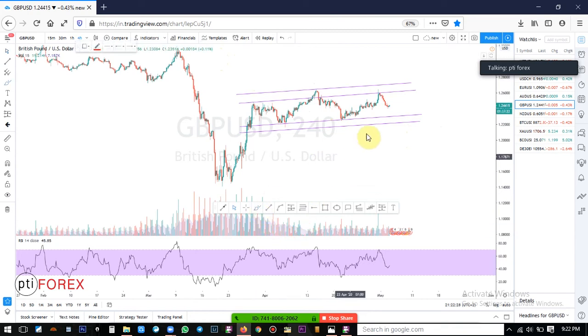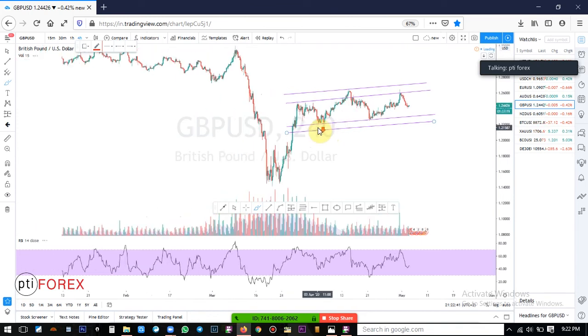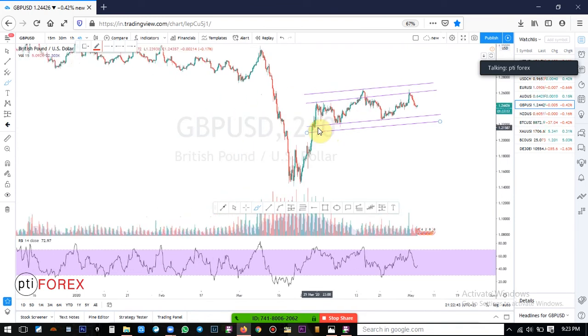So we can see that price is moving in an upward channel. It is moving in an upward channel. So the thing that we need to ask ourselves is, is this a corrective move or is this an impulsive move? That's what we should ask ourselves.